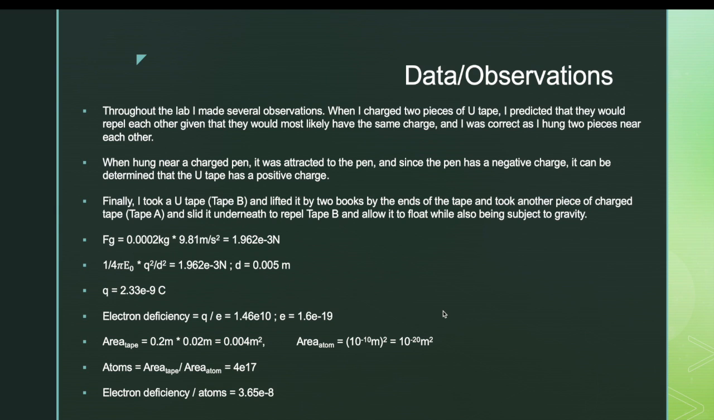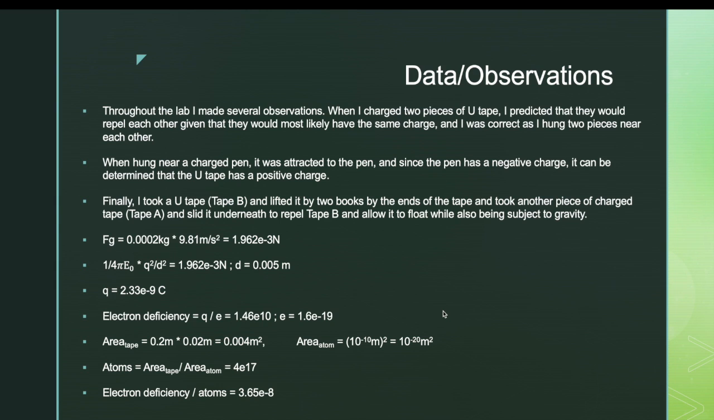Finally, I took a piece of U-tape, which I labeled tape B, and attached it to two books and allowed it to be lifted over my desk. Meanwhile, I charged another piece of tape, which I labeled tape A, and slid it underneath tape B, so that tape A and tape B would create an electric field that would push each other, and tape B would be repelled upwards, while it was also being subject to gravitational force.